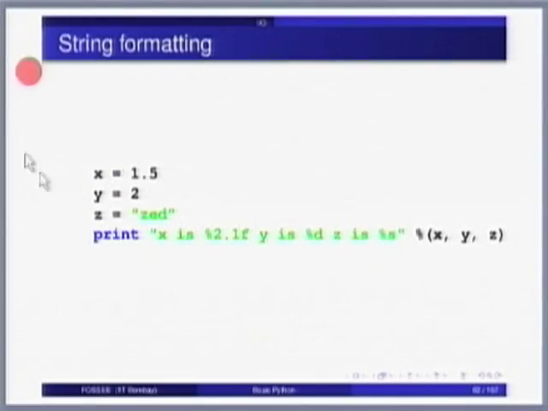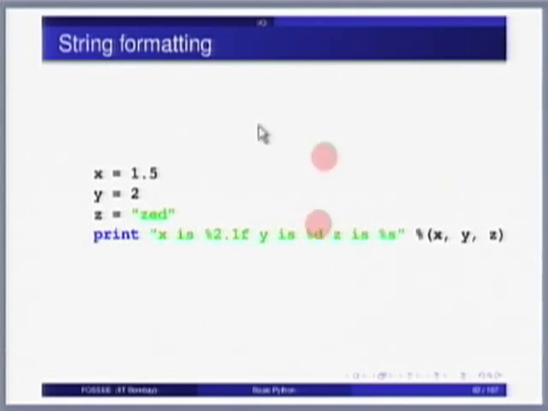Okay. String formatting, some of this I answered when I was answering a question that was posed. Basically, if you have a bunch of variables and you want to do some kind of formatting like this, you want to say x is percentage 2.1f, I want to print a floating point number with two places and one place after the decimal point. So this is all very, very much like C. Percentage D is like in C an integer. Percentage S, I think what it tries to do is give us some kind of a string representation of Z. In this case it happens to be a string, so it works out perfectly fine.